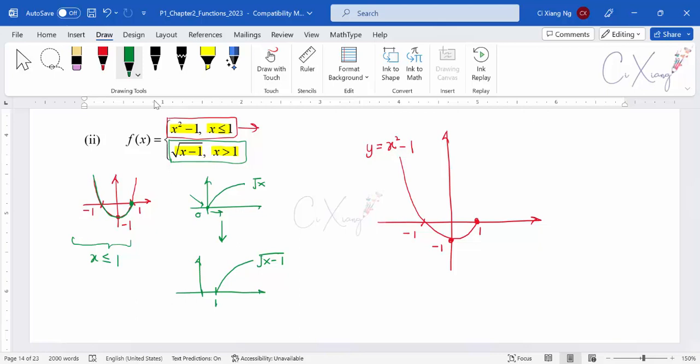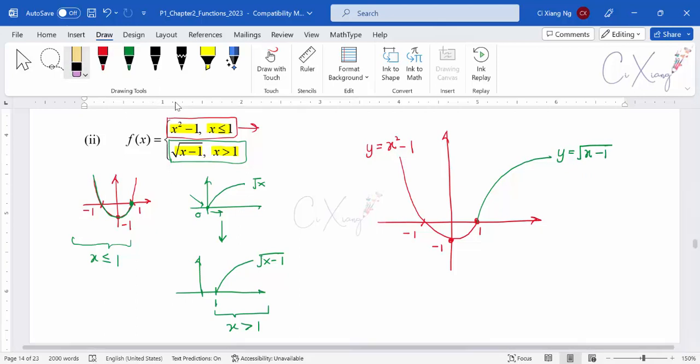Okay, so I want to bring it to my big diagram here. If you try to observe this part, the domain is already x greater than 1. So if I want to sketch this graph, it will be something like this, where the green color part will be y equals square root of x minus 1. So this is how my piecewise function looks after I sketch the two parts of the function.